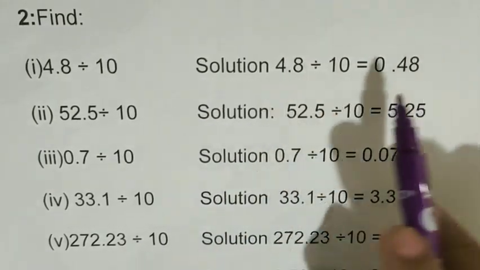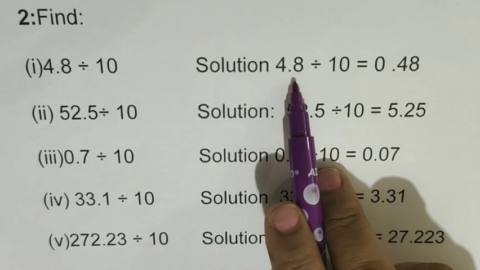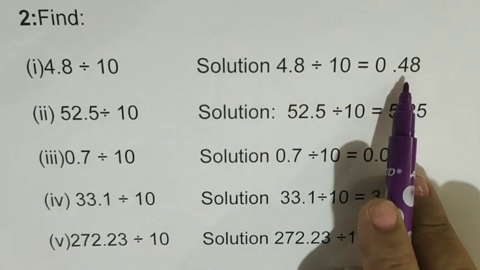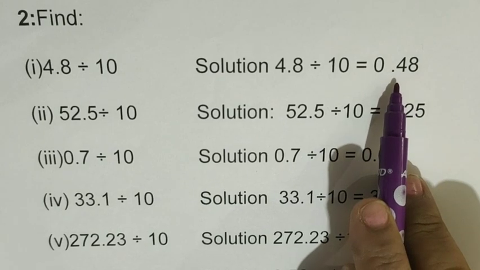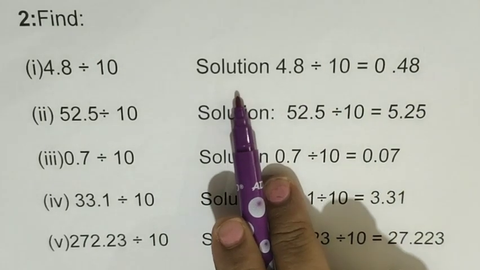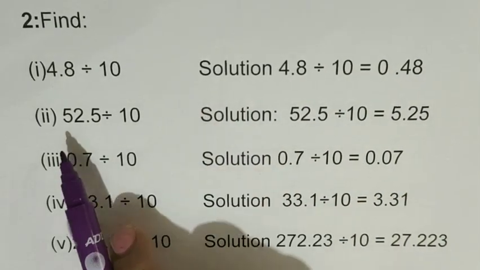Multiplication, I told you, it is right only. So here in 4.8, the decimal was before 8. Now after the result, it is before 4. That means the decimal point has moved one step to the left.